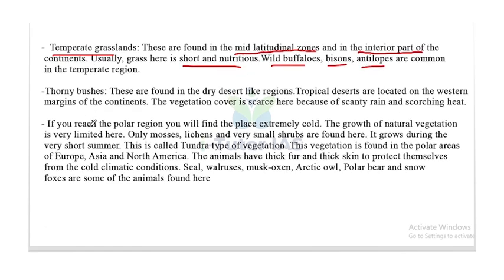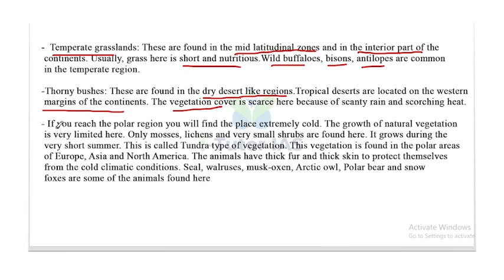Next one is thorny bushes. These are found in the dry desert-like regions. Tropical deserts are located on the western margins of the continents. The western margins of the continents are always dry, and that's why thorny bushes are mainly found in these regions. The vegetation cover is scarce here because of scanty rain and scorching heat. So the vegetation cover is very less because of the very hot climate.